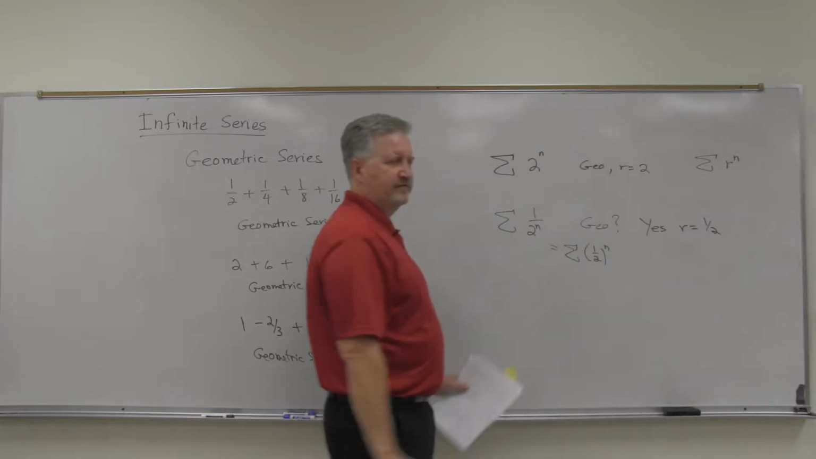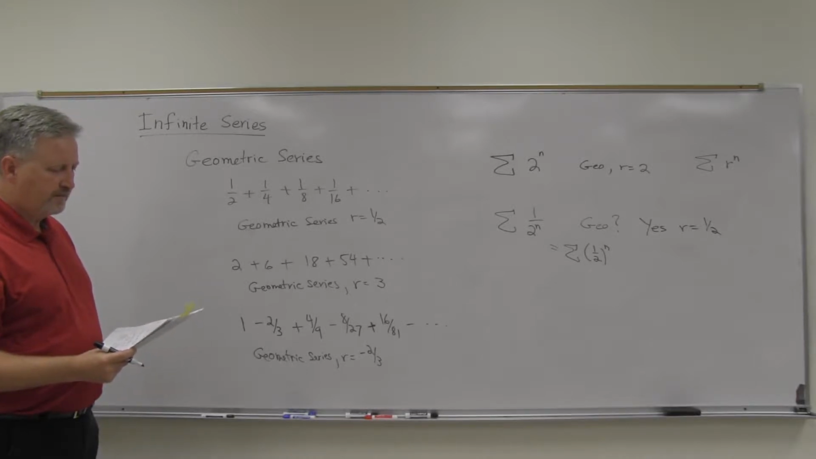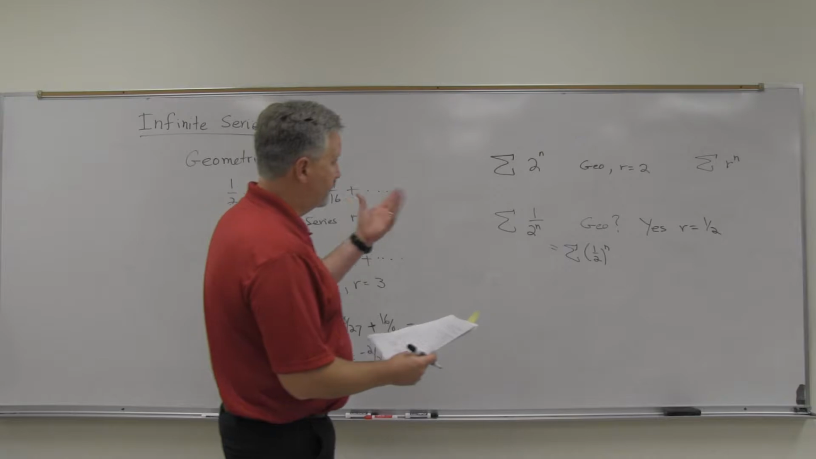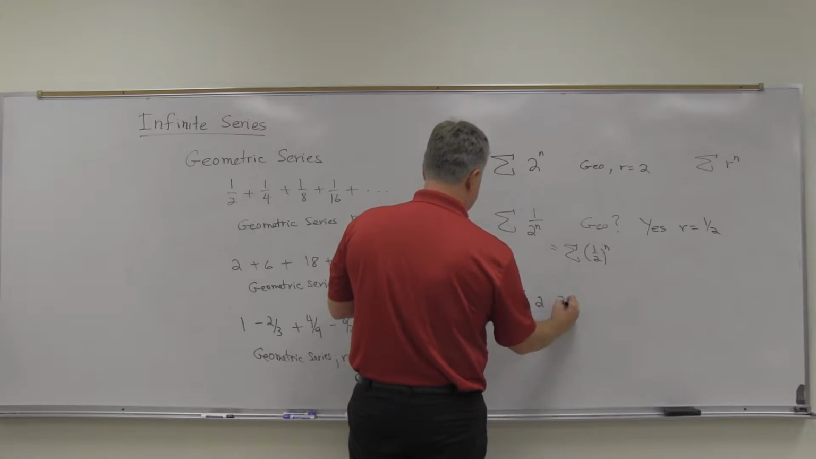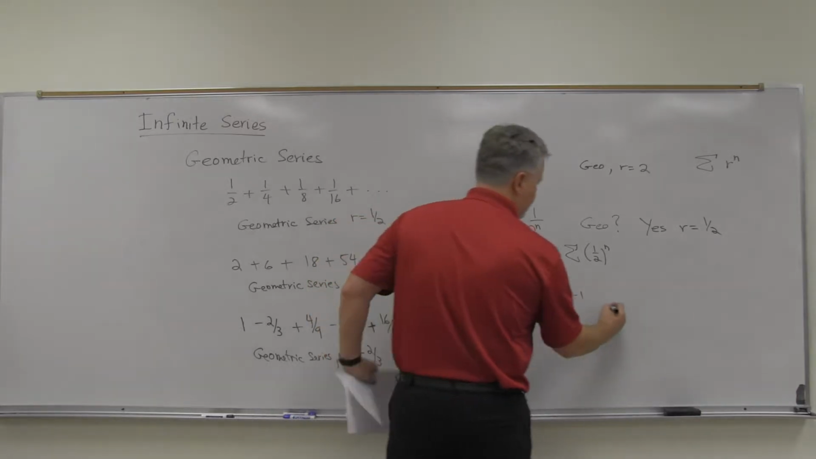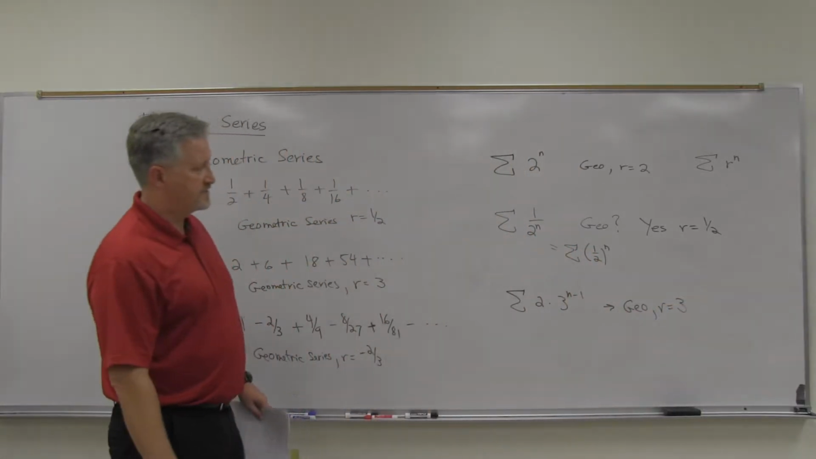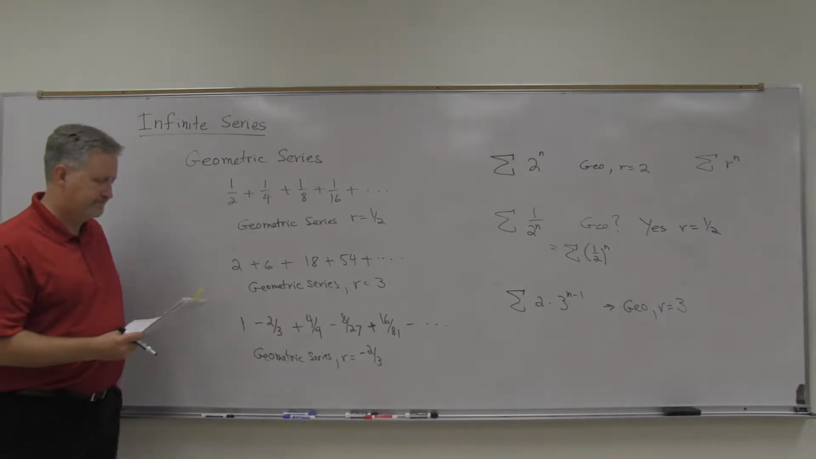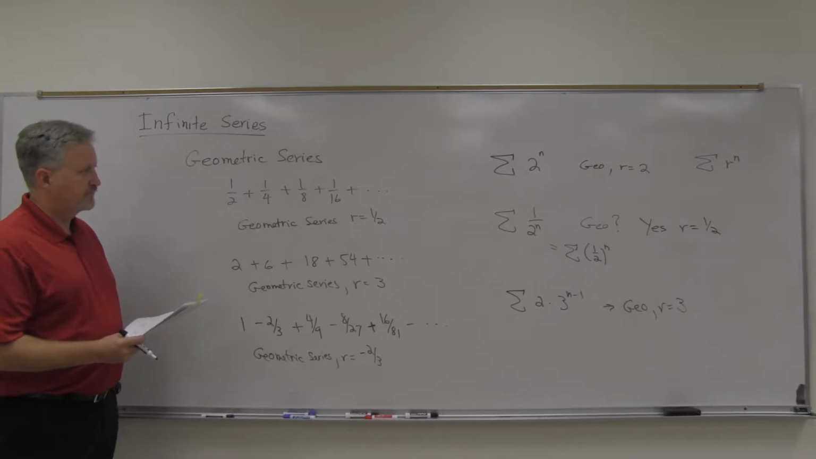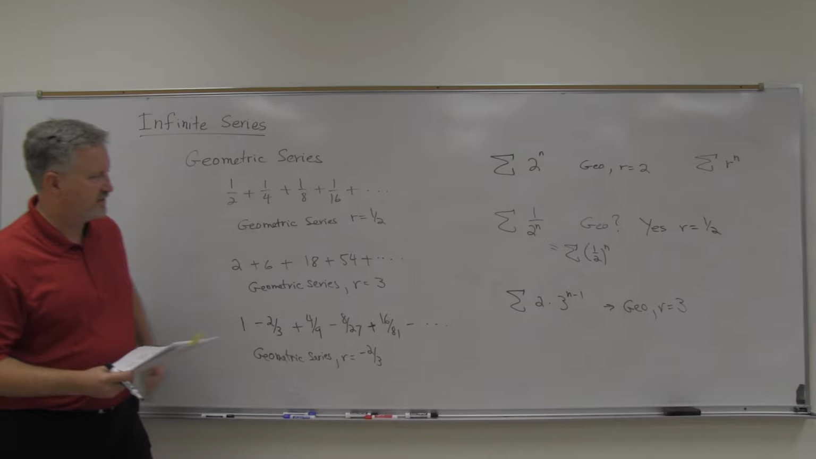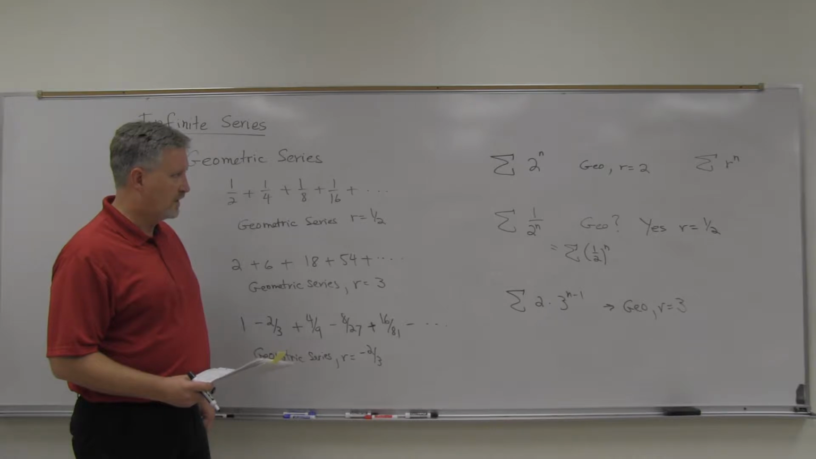So sometimes it's just making a slight adjustment there, and you can really tell. And then, of course, it doesn't have to be 2 to the n. This one would be geometric, and the R would be 3. It's just that base there. Is that okay? Yeah, the base of that thing that's to the nth power, that's what's going to be your R, your ratio. Okay.